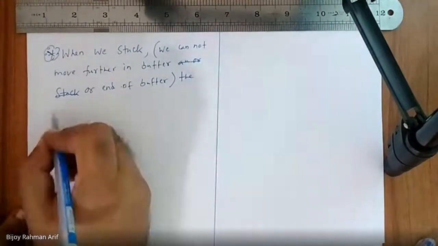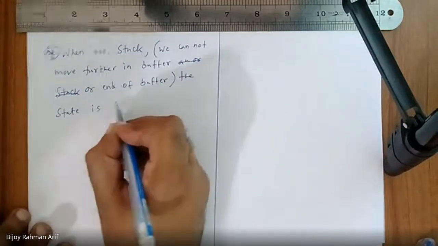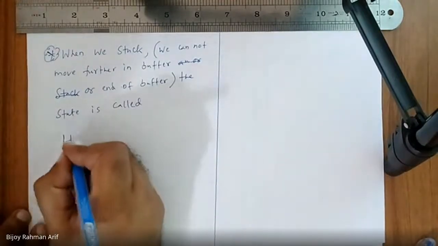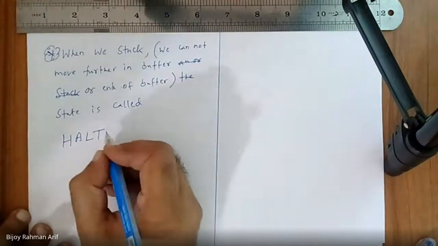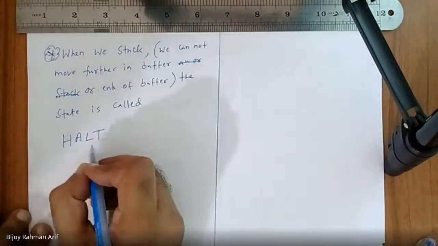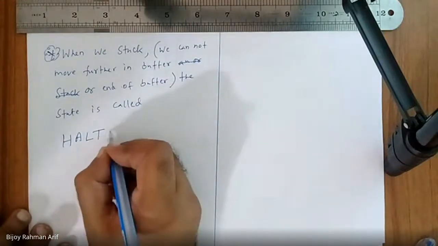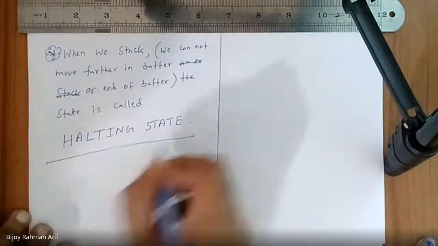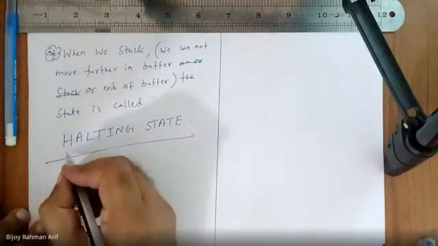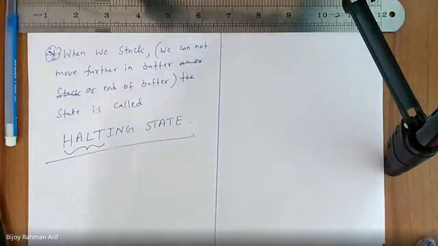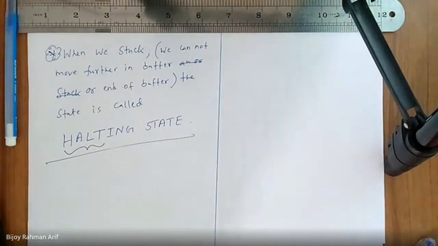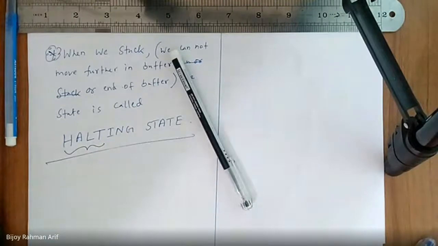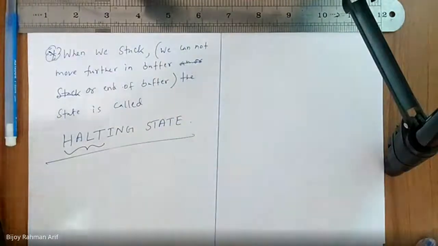The state is called what? Halting. It is not holding. It is the name of a person, a very famous computer scientist. Halt is the name of a computer scientist, and according to his name, it is called the halting state. And actually, the name matches. Halting state.